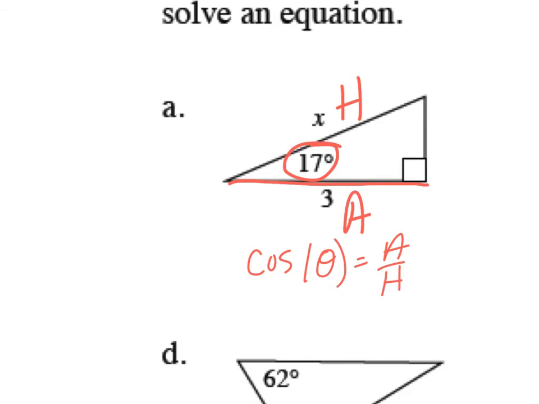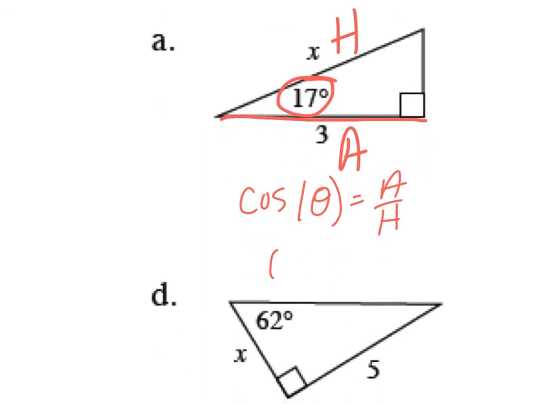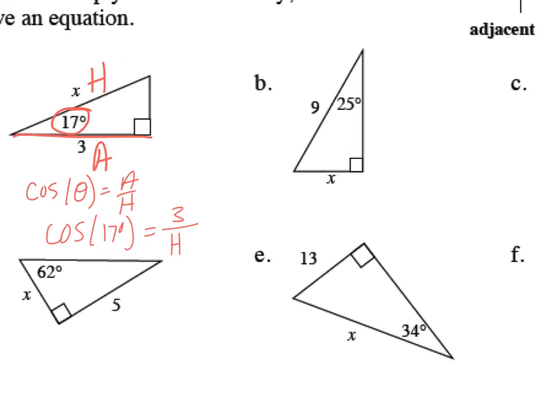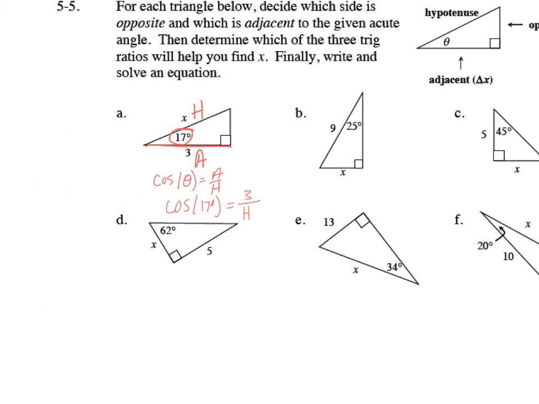And so what I'm going to do now in this problem is set up the ratio: the cosine of 17 degrees is equal to the adjacent leg 3 divided by the hypotenuse, and I'm going to solve. Your task is to go through each of these problems right here and determine which ratio you are going to use, how to set up an equation to solve for it, and then determine the missing length. So I will pause the video and let you work through those to help you edify your understanding.